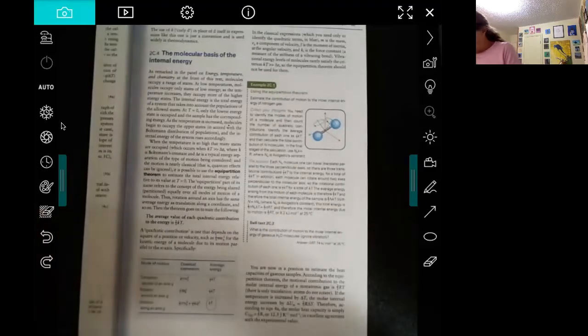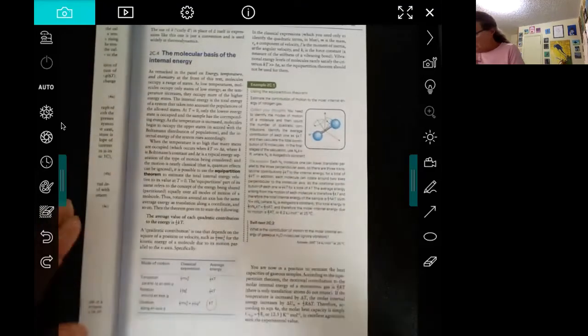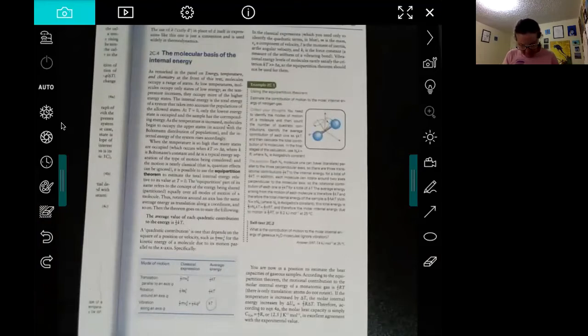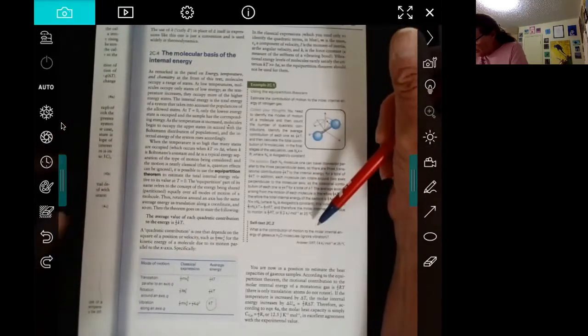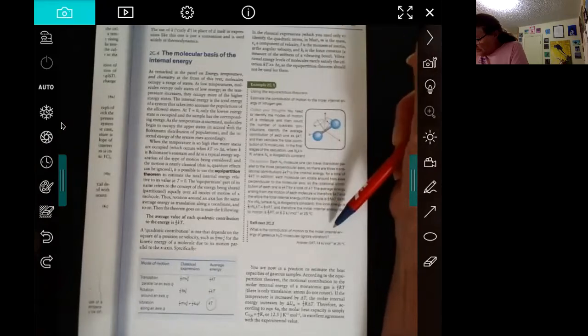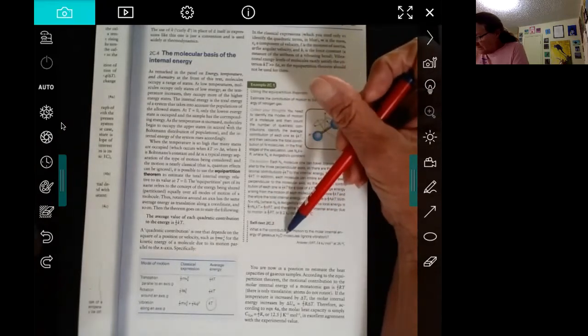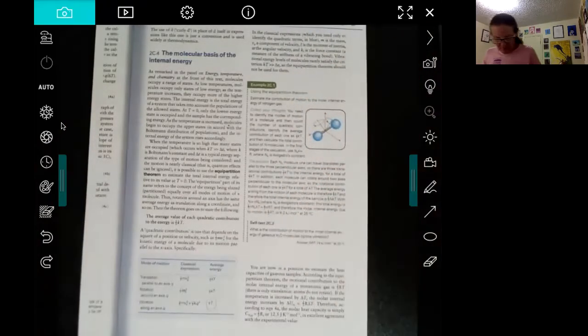So when we think about it, let's just work out this problem 2C as an example. Well, let's see what the problem is. What's the contribution of motion to the molar internal energy of a gaseous H2O molecule? Ignore the vibrations. So we have to go back.